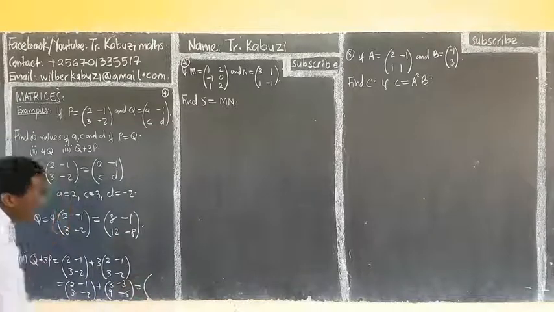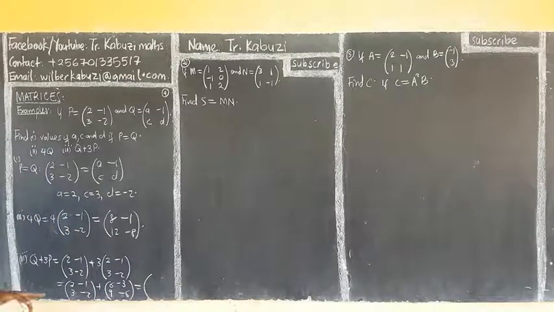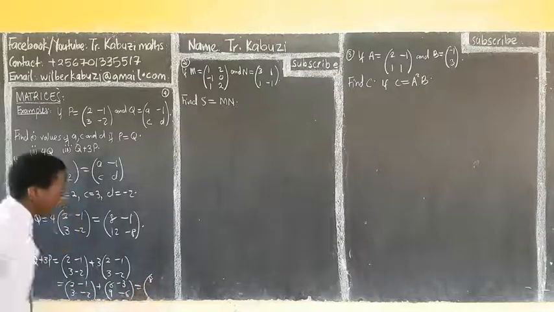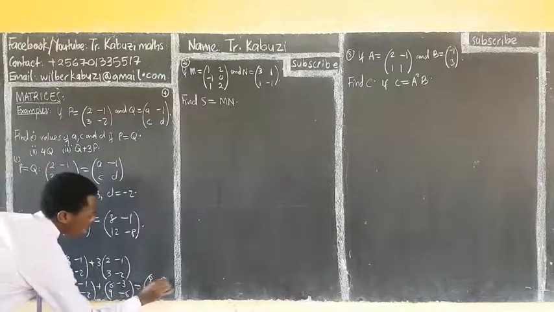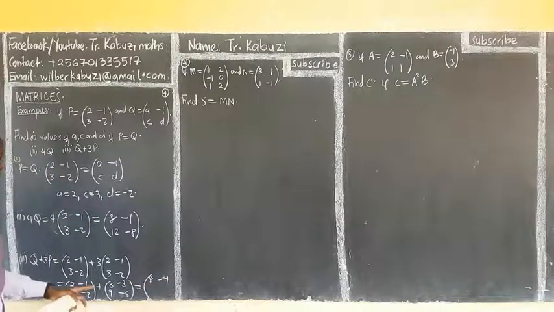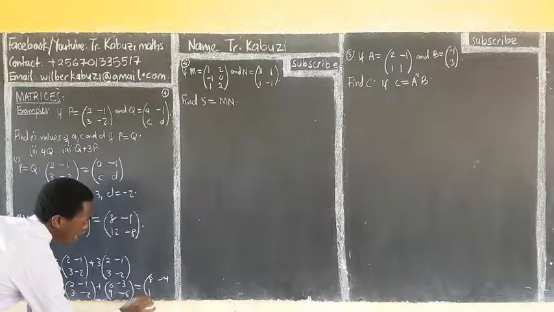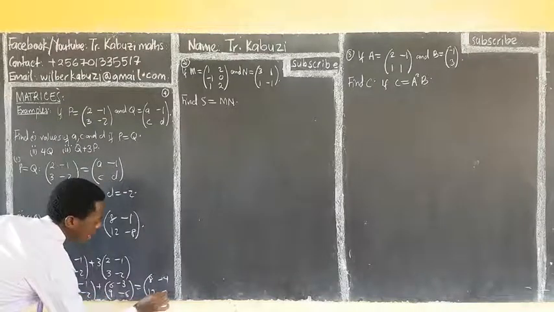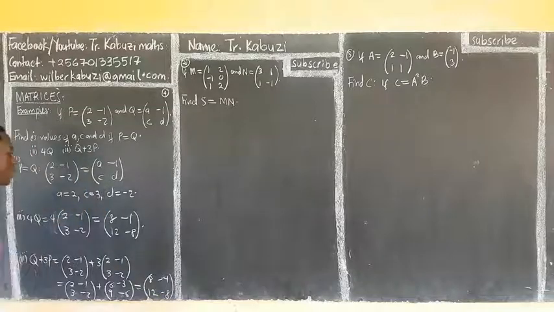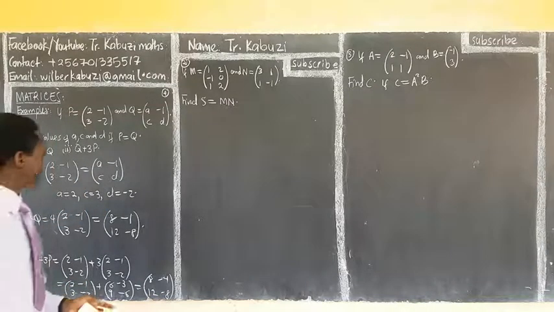And if we add, we say we add corresponding entries. So 2 plus 6, that is 8. Negative 1 plus negative 3, that's negative 4. And 3 plus 9, that's 12. Then negative 2 plus negative 6, that's negative 8. And so those are the numbers now.